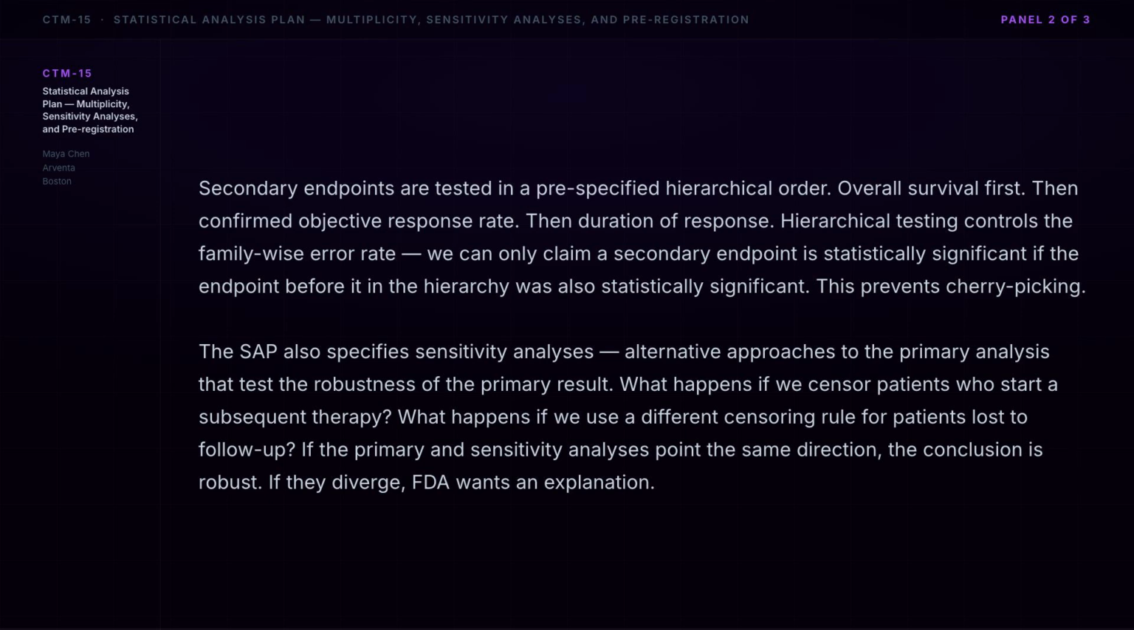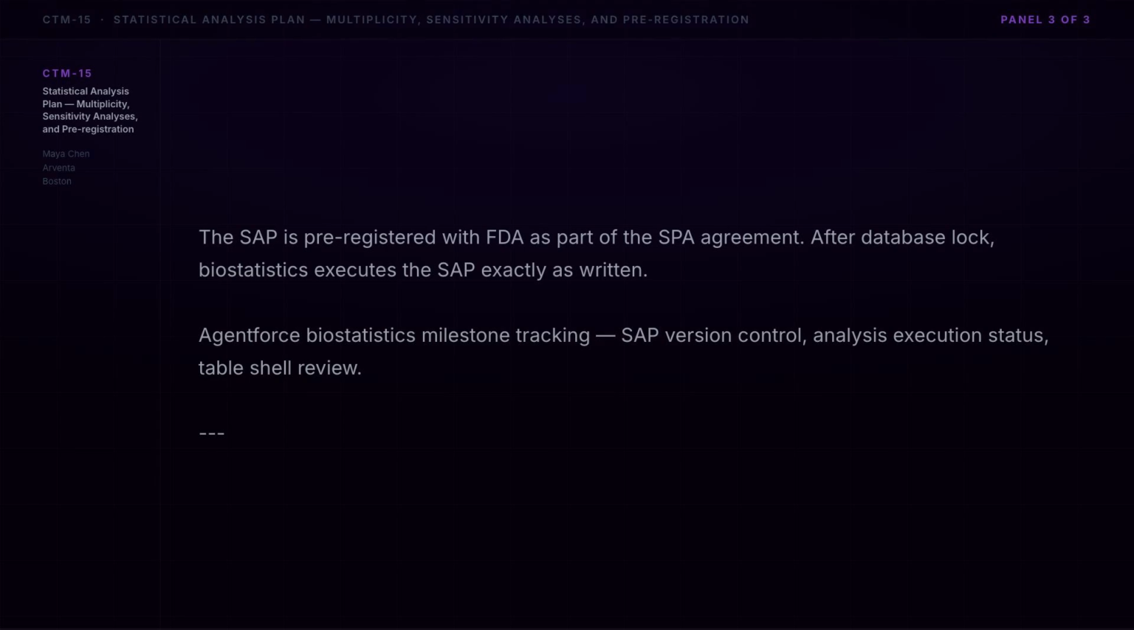The SAP also specifies sensitivity analyses, alternative approaches to the primary analysis that test the robustness of the primary result. What happens if we censor patients who start a subsequent therapy? What happens if we use a different censoring rule for patients lost to follow-up? If the primary and sensitivity analyses point the same direction, the conclusion is robust. If they diverge, FDA wants an explanation. The SAP is pre-registered with FDA as part of the SPA agreement. After database lock, biostatistics executes the SAP exactly as written.